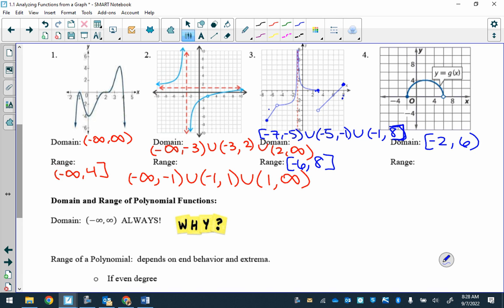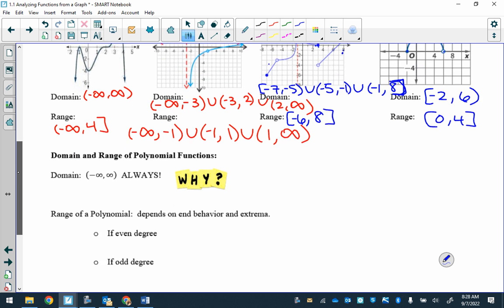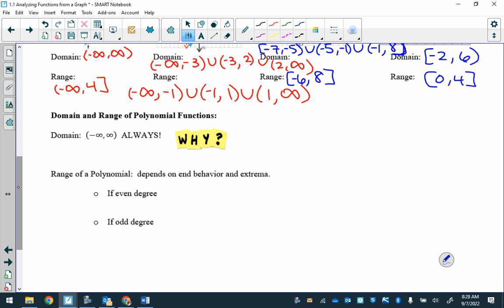Go ahead, Liz. Good. 0 to 4, both brackets. Remember, closed circle overrides the open. So this is pretty common. Domain is always with parentheses, -infinity to infinity. Why? Because it's continuous. It just keeps going. It doesn't stop. And that's where we also have our arrows.